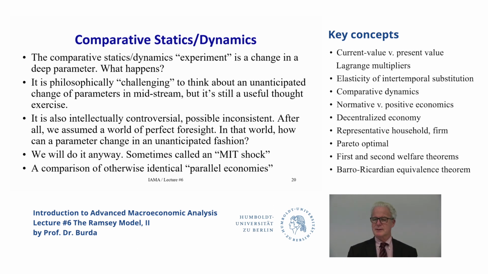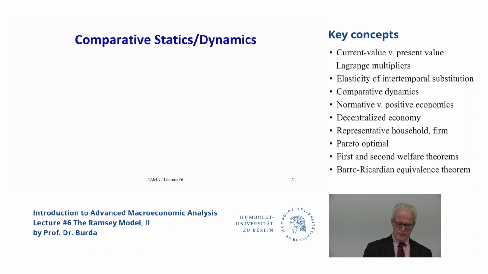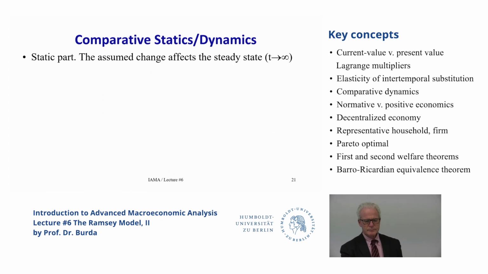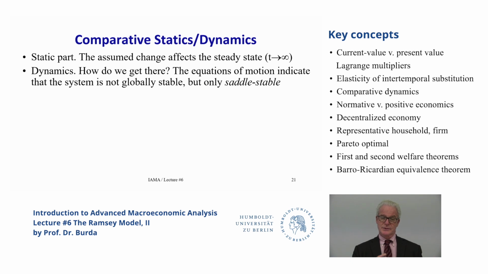Okay, so one convenient way, which is uncontroversial, is to think about studying a parallel world in which the agents of that world have different utility functions or different depreciation rates or different population growth rates. So there are two parts of this analysis. One would be just asking where does the new steady state land in this setup? When you change one of these parameters, you'll change the static part, which is the steady state, and then there's the dynamics. How do we get there?